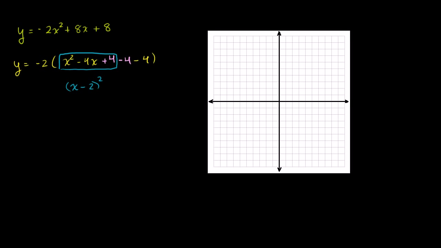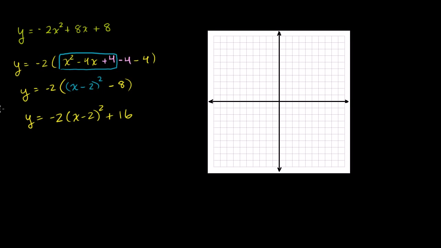And then you have this -2 out front, multiplying everything. And then you have a -4 minus 4, which is -8, just like that. So you have y is equal to -2 times this entire thing. And now we can multiply out the -2 again. So we can distribute it. y is equal to -2 times x minus 2 squared. And the -2 times -8 is plus 16. Now, all I did is algebraically rearrange this equation.